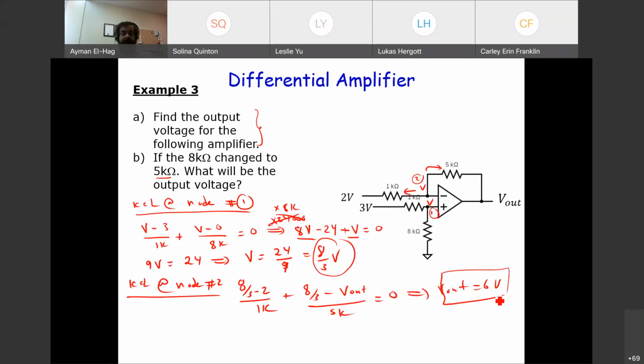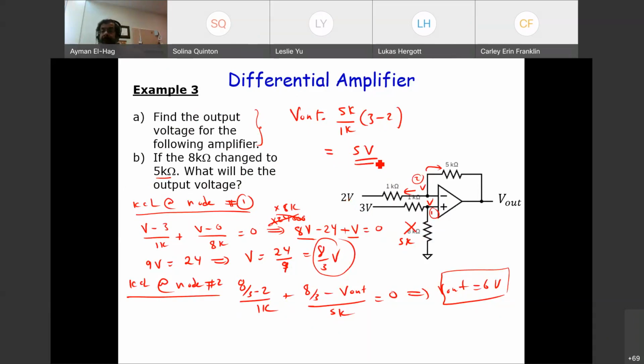Okay, now let's go for part B. Now I will change this to 5 kilo. If I change this to 5 kilo, I don't need to do any analysis. Your V out is equal to the 5K divided by the 1K times V2 minus V1, or 3 minus 2, and this is equal to 5 volt directly. So for the differential amplifier question, you don't need to do any analysis.